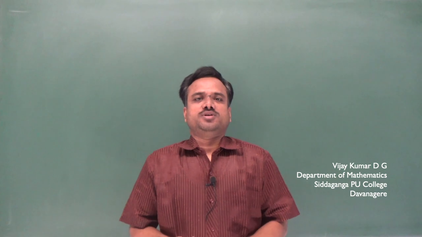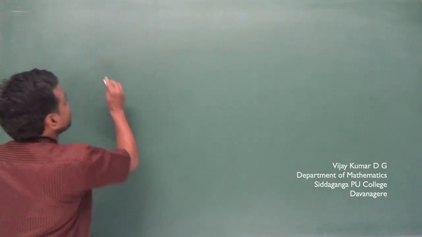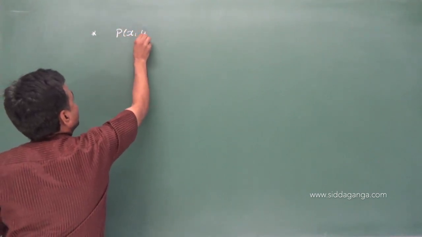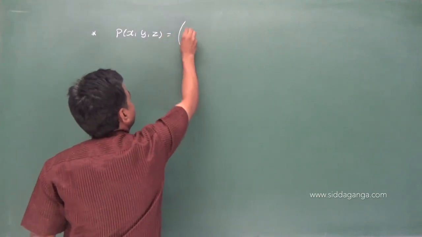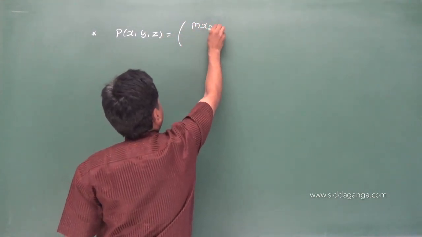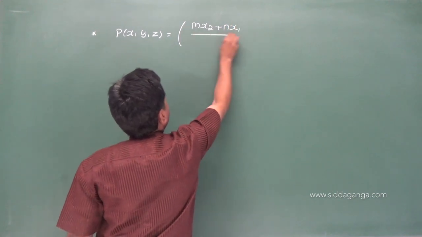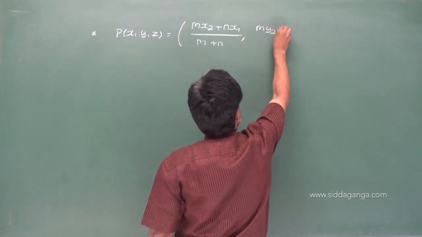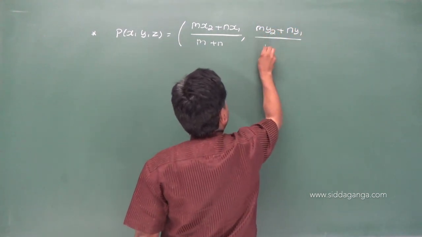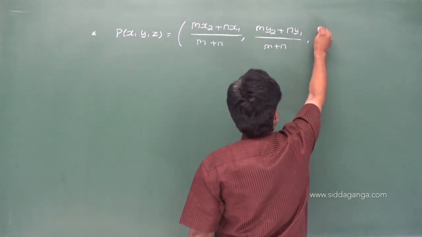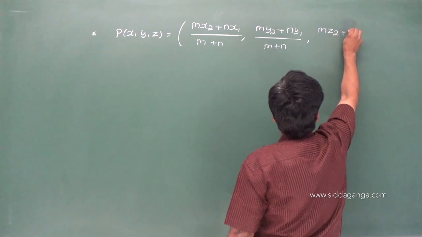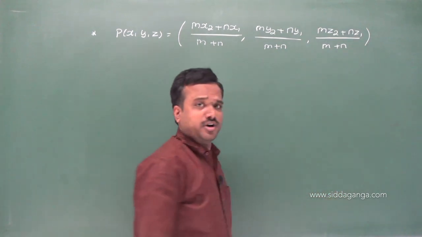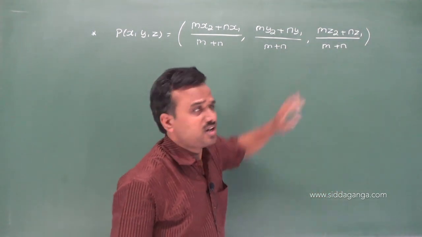Hello students. In the last class, we discussed the section formula for internal division. P of x, y, z is given by (m x2 plus n x1) divided by (m plus n), (m y2 plus n y1) divided by (m plus n). Similarly, the z coordinate is (m z2 plus n z1) divided by (m plus n). Correct? This is the section formula for internal division.